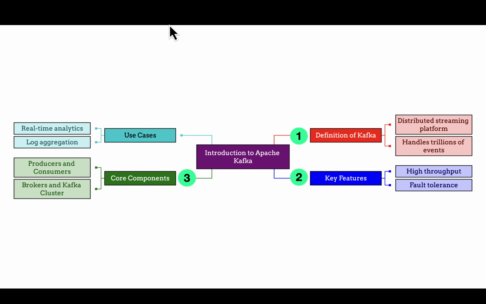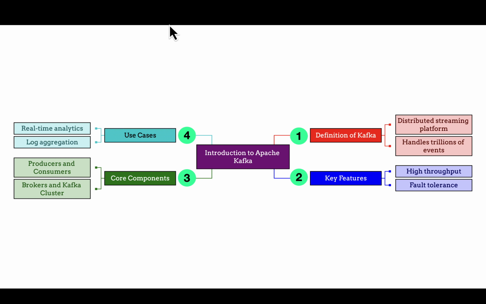3. Core components. The core components of Kafka are producers, which publish data to topics, consumers, which subscribe to topics and process data, brokers, which store data, and Kafka cluster, which manages the storage and dissemination of messages.